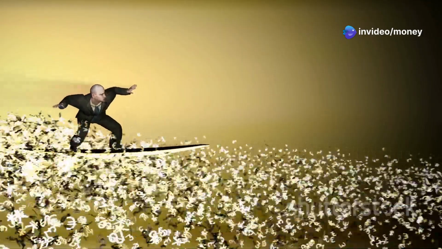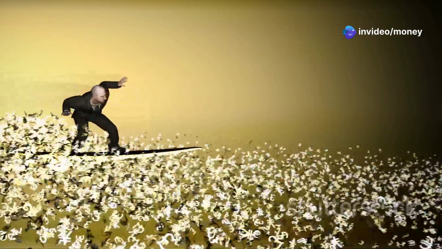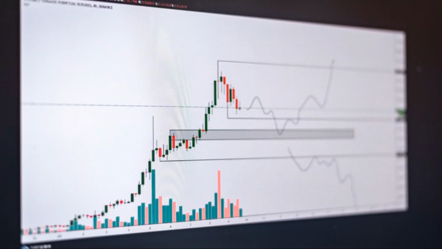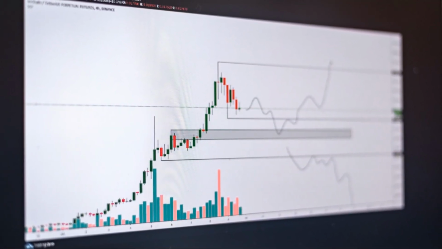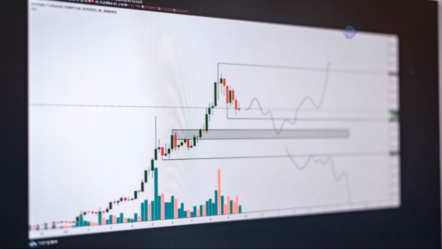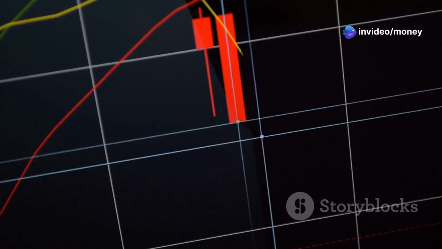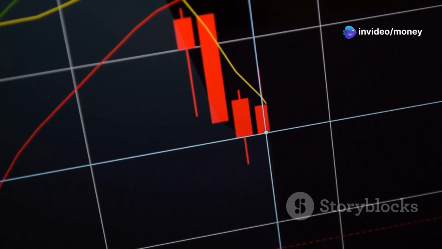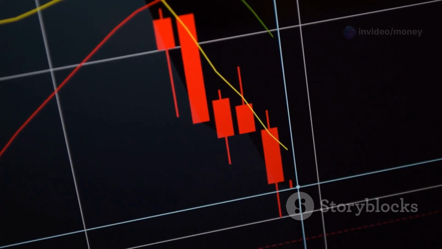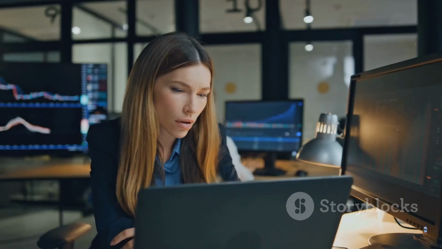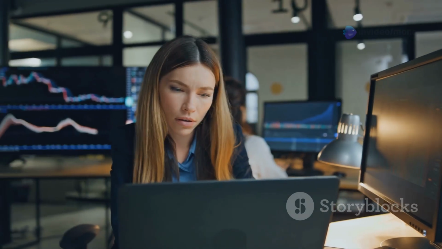Imagine the CCI as a surfer, riding the waves of the market. When the CCI surges above 100, it indicates that prices are significantly above their average, suggesting a strong uptrend is in play. It's like catching a massive wave. Conversely, when the CCI plummets below -100, it signals that prices are well below their average, potentially indicating a downtrend. It's like wiping out on a big wave, not fun.